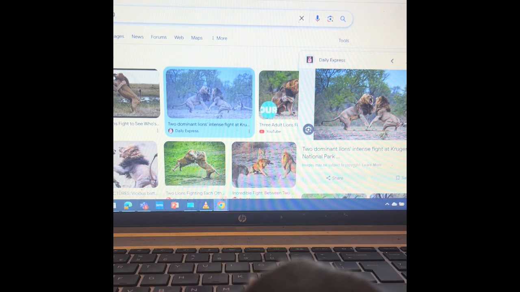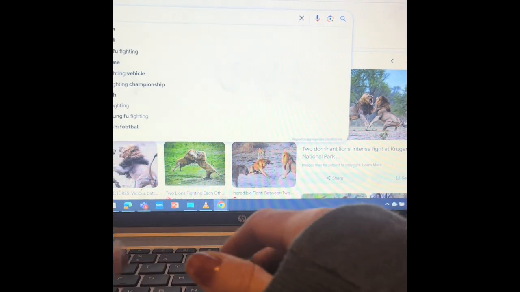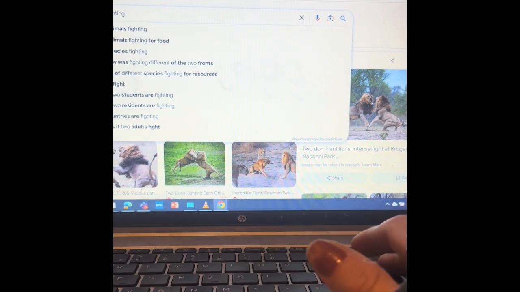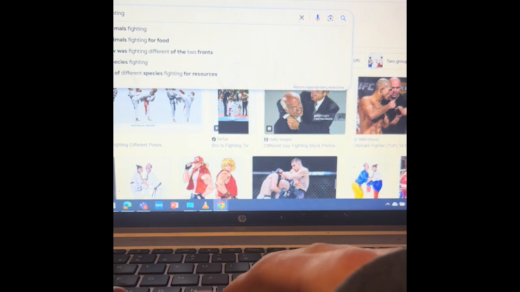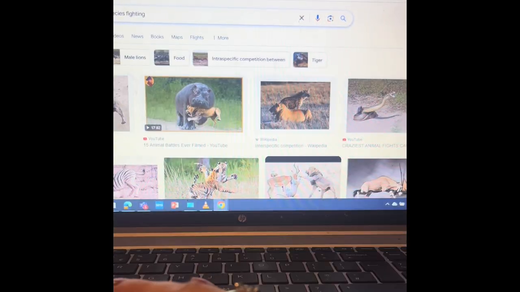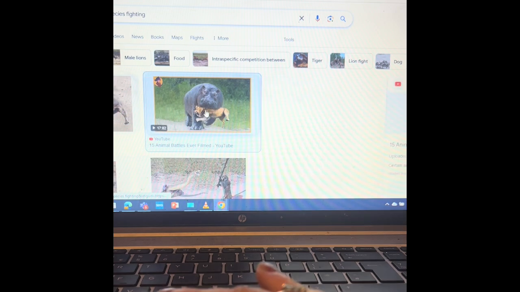If we have a look at 2 different species, so different is where we talk about interspecific. Two different species is what I meant, not just fighting. Here we go. So you can see aggressive.